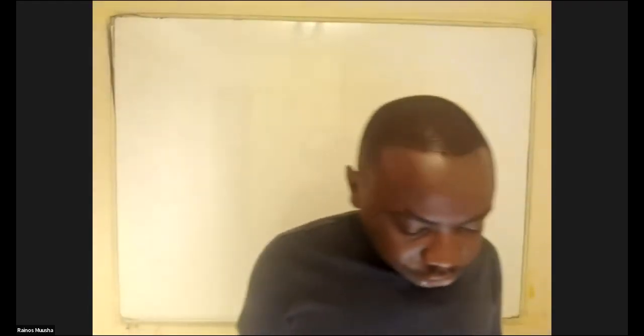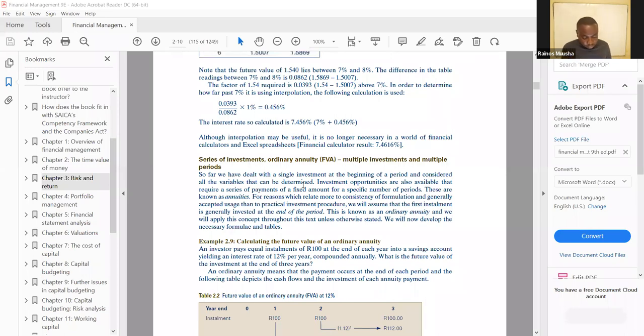All right, can we continue? So in the next section, we are going to be looking at series of investments, ordinary annuity, and multiple investments in multiple periods as well. But I'm going to be mashing it together, where I'm going to be looking at ordinary annuity and annuity due as well to find the future value and the present value. So we're now starting to bring in the concept of present value.